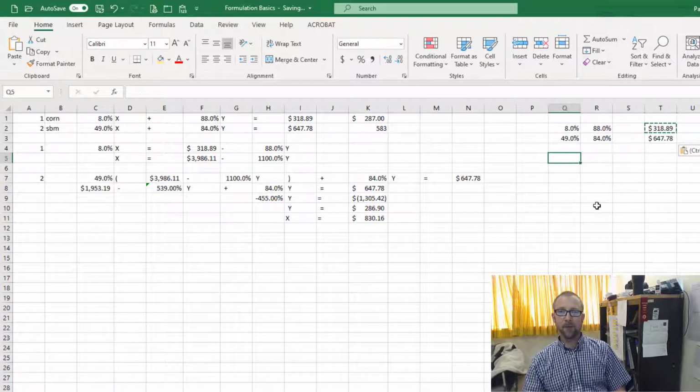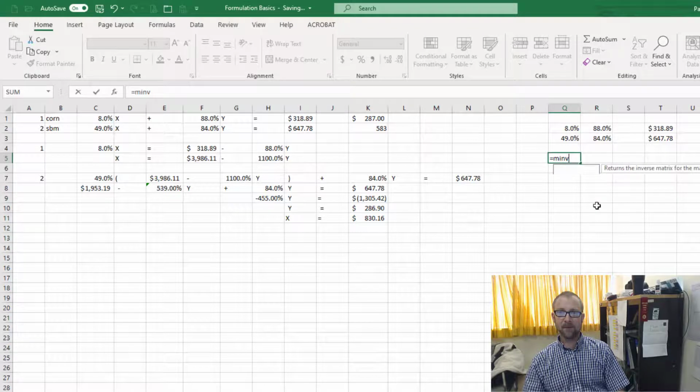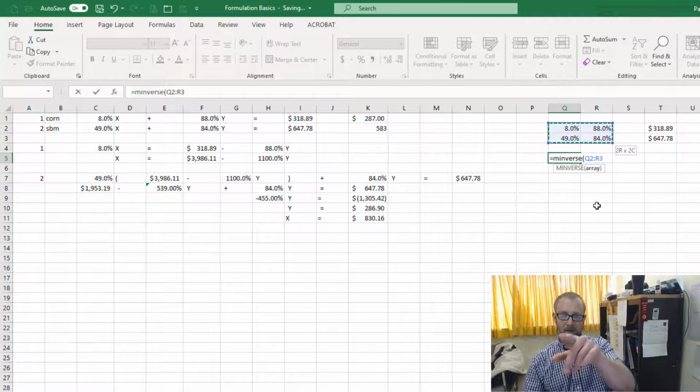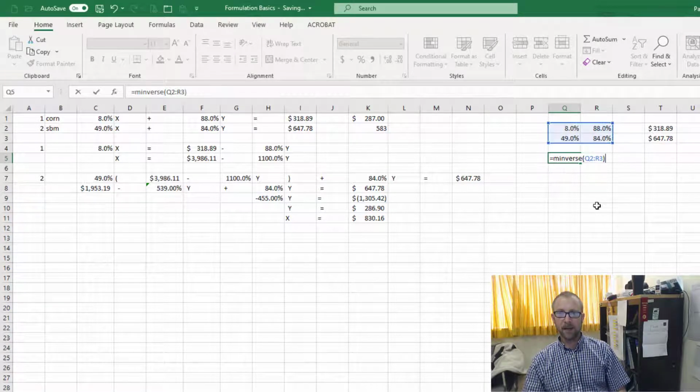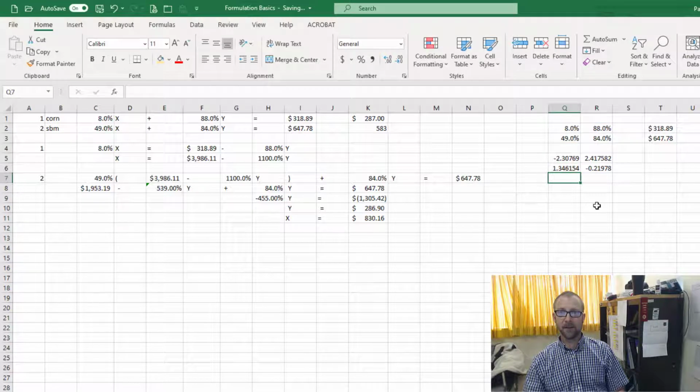Okay, the first thing we do with this case then is we're going to invert. This is a 2x2 matrix. We're going to invert it. So we go M inverse, open bracket, and then we block that matrix that we're doing and hit enter, and then hit enter, and there we can see the inverted matrix. Okay, it inverted that matrix.